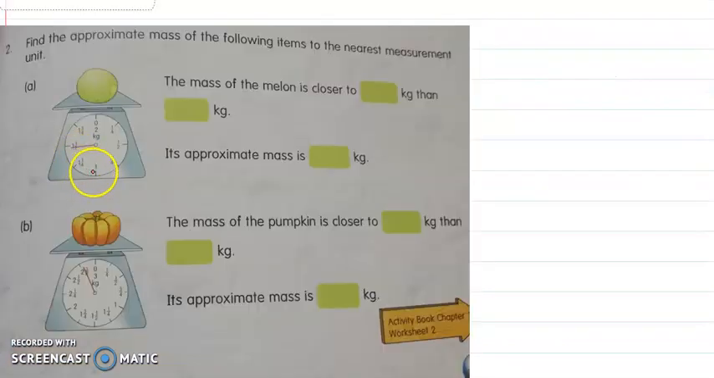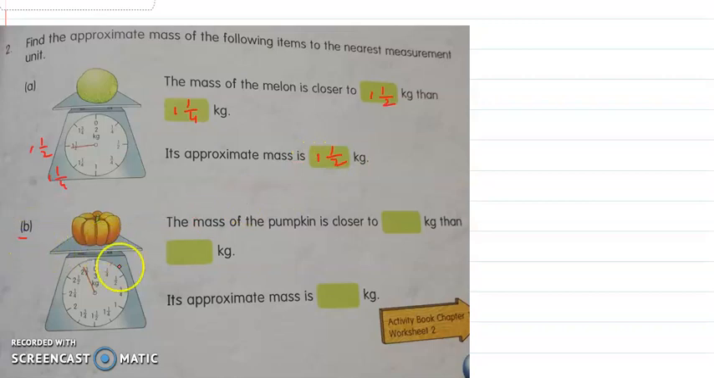Let's have a look at this example. Now you can see a melon is placed on a mass scale, and the pointer is between 1/4 and 1/2, but it is nearer to 1/2 than 1/4. This point is 1/2, and this one is 1/4. So I can say the mass of the melon is closer to 1/2 kg than 1/4 kg. So of course its approximate mass will be 1/2 kg.